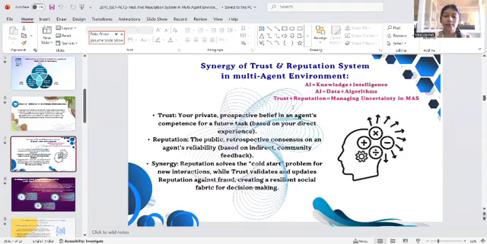Trust is a private belief in an agent's competence for a future task. In short, based on your direct experience. Reputation is based on indirect community feedback, and synergy of trust and reputation solves the cold start problem for new interactions, while trust validates and updates reputation against fraud, creating a resilient social fabric for decision making.